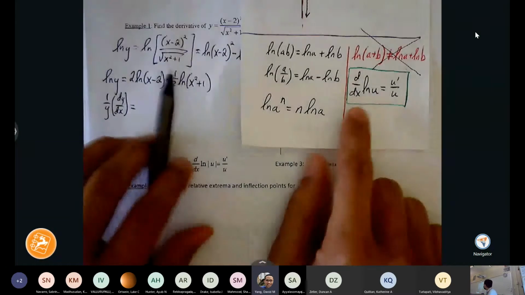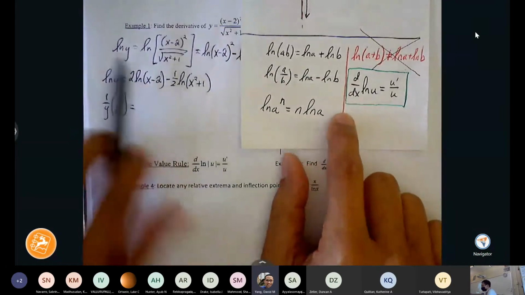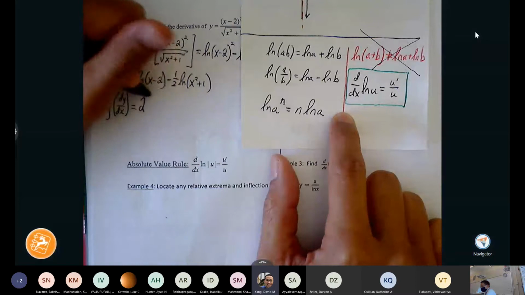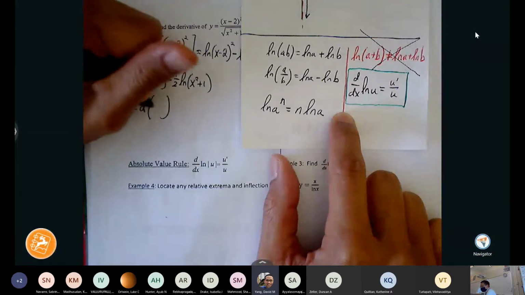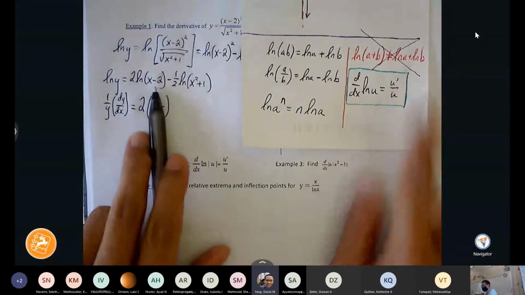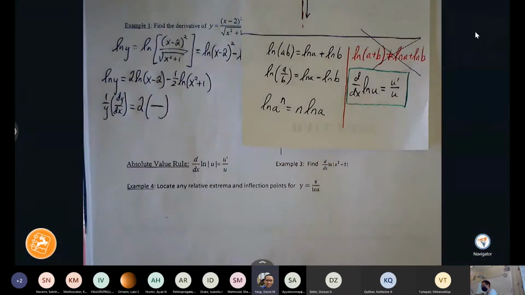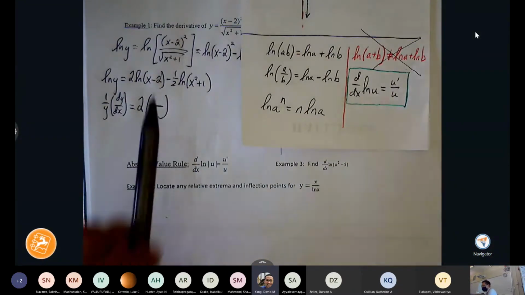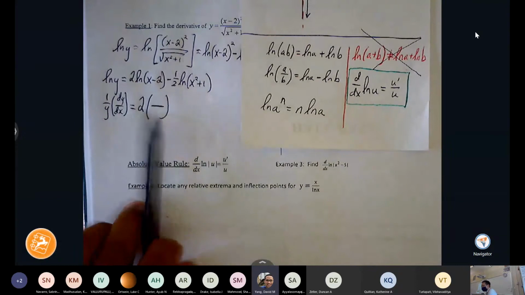Okay, right side. The 2 is the coefficient. That's not going to go anywhere. What's the derivative of natural log of x minus 2? 1 over x minus 2. Yeah, u prime over u. We simply take the derivative of whatever is inside the parentheses, put it up top, and then we copy the exact parentheses below.